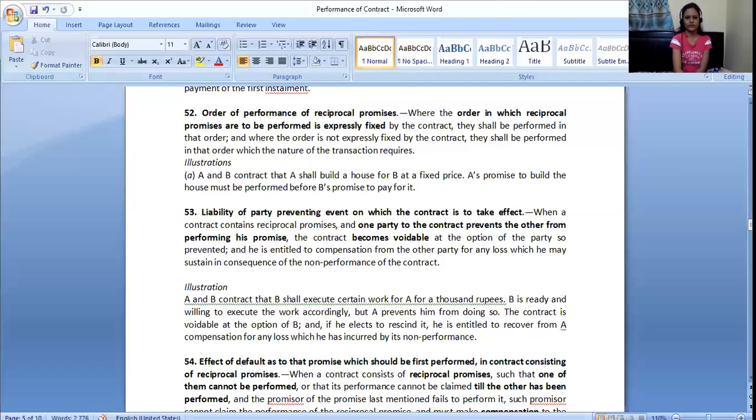Anyone having any doubts in this part? Anyone having any doubts in these sections, or shall we proceed with the other ones? Is it clear, Mamta? Yes, ma'am. Any doubts? No, ma'am.